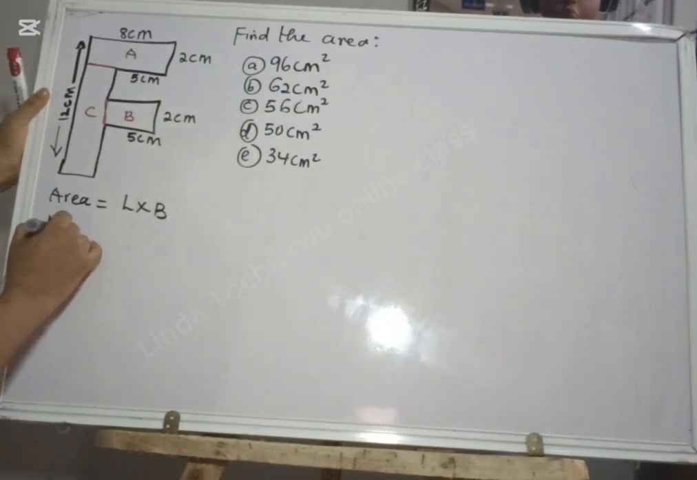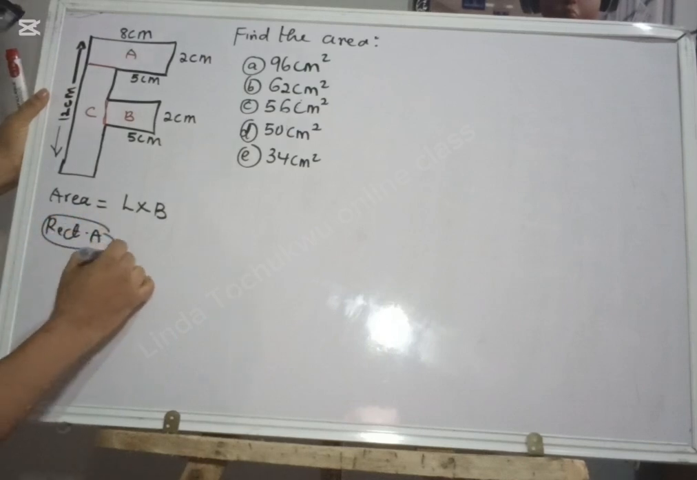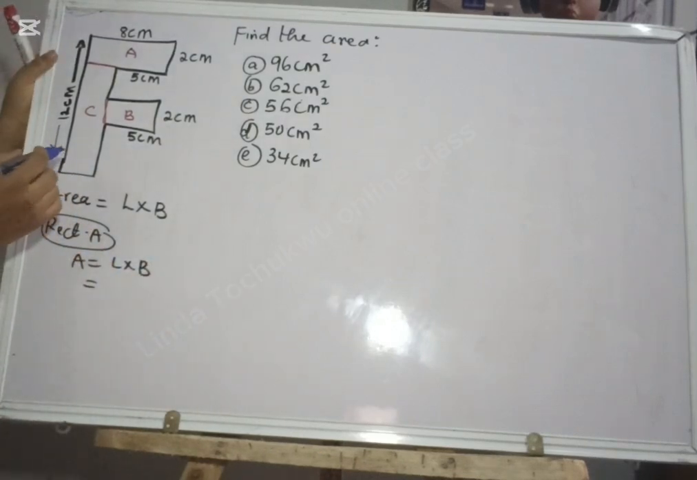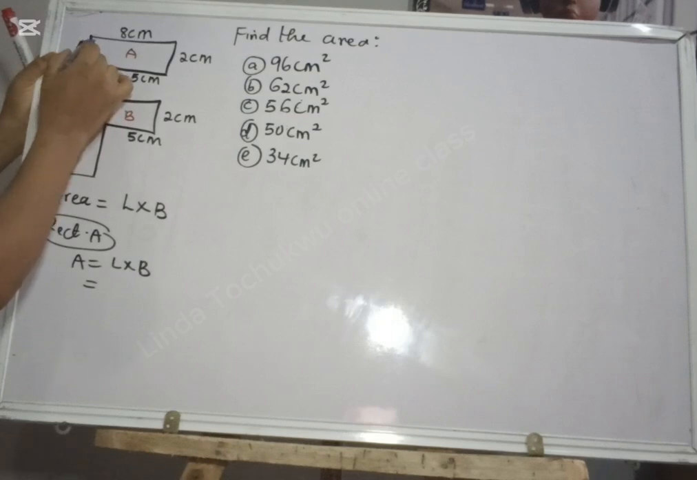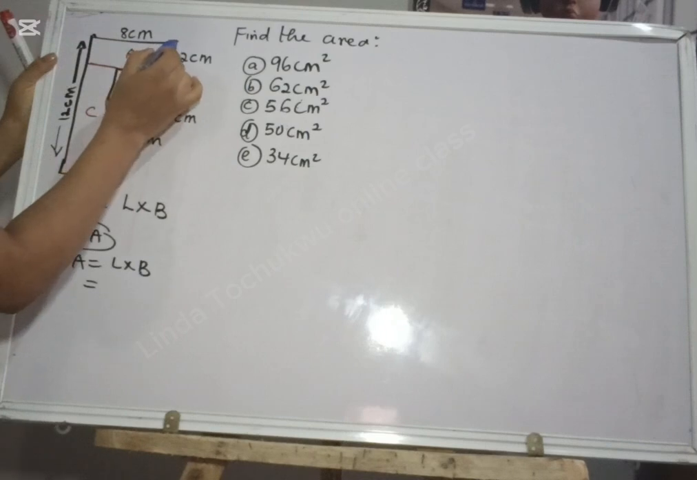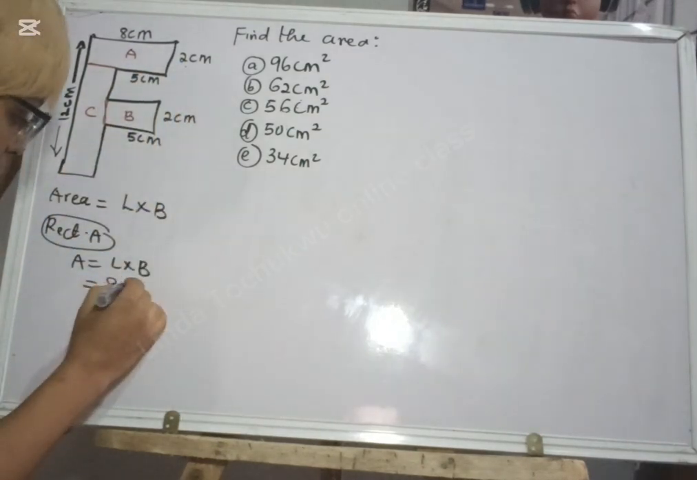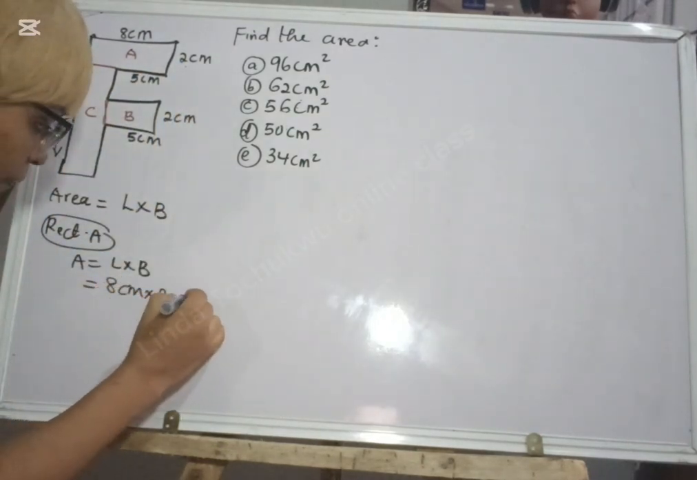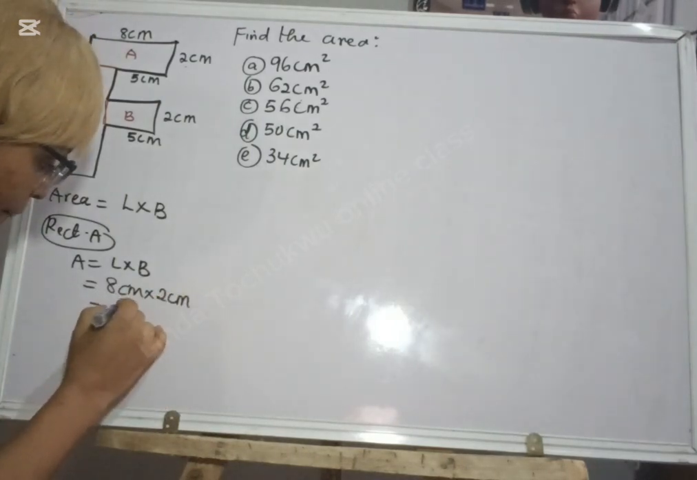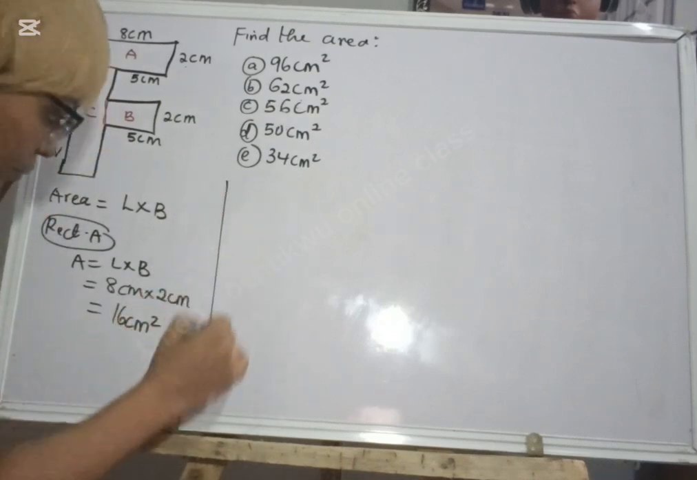Now let's focus on rectangle A. If my area is length times breadth, what is my length for rectangle A? My length for rectangle A, this is rectangle A, from here to here is my length, from here to here is my breadth. So my length is 8, the breadth is 2. That will be 8 centimeter times 2 centimeter. That is 8 times 2, 60 centimeter square.